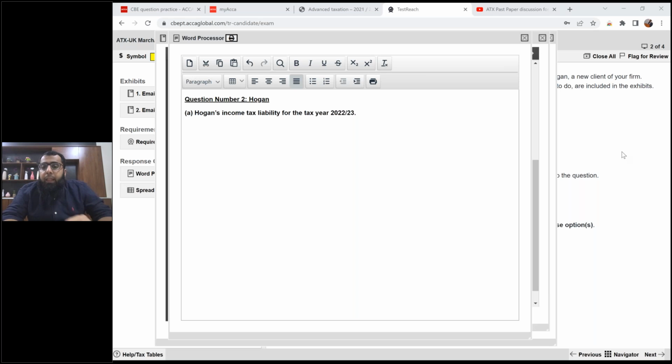Okay, now let's start. Hogan's income tax liability for the tax year 22-23.